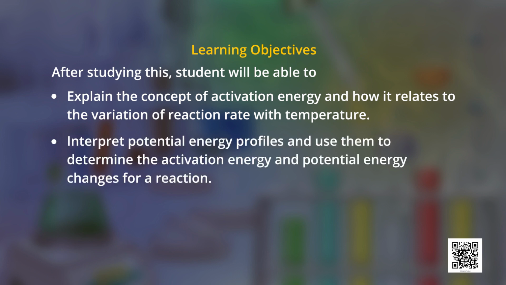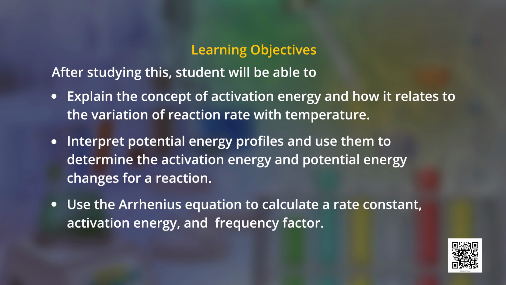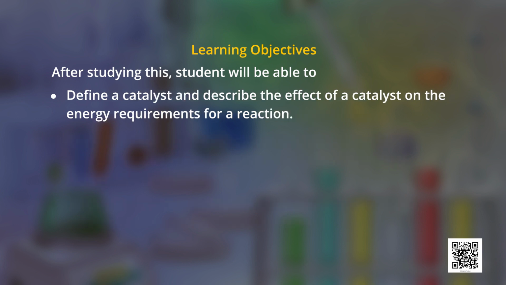Interpret potential energy profiles and use them to determine the activation energy and potential energy changes for a reaction. Use the Arrhenius equation to calculate a rate constant, activation energy and frequency factor. Define a catalyst and describe the effect of a catalyst on the energy requirements for a reaction.